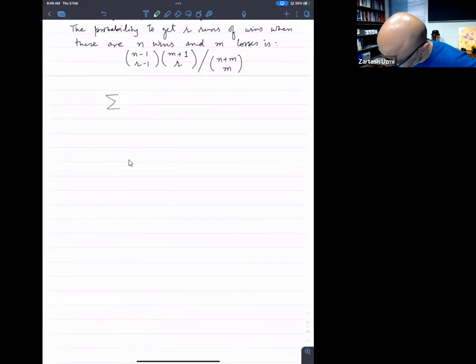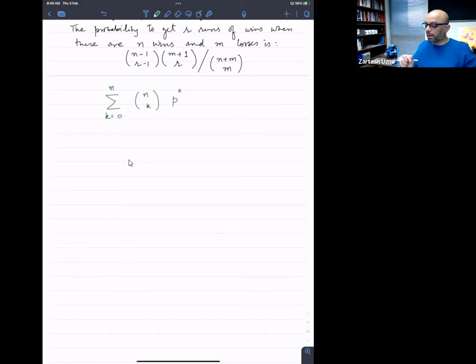Summation k is equal to 0 to n, n choose k, p power k. I meant to give this question, but by mistake, we forgot this part, so we ended up getting only this term. If you sum this, it turns out that you cannot solve this by using the binomial theorem. The binomial theorem does not apply here.